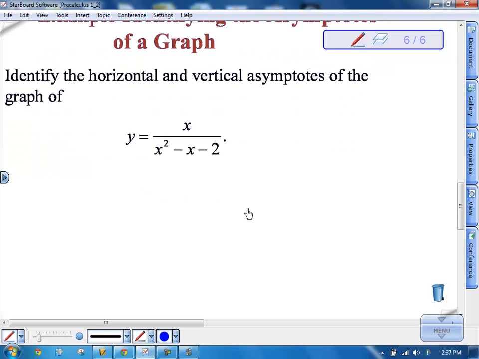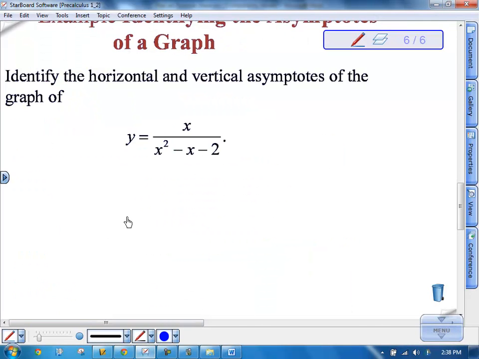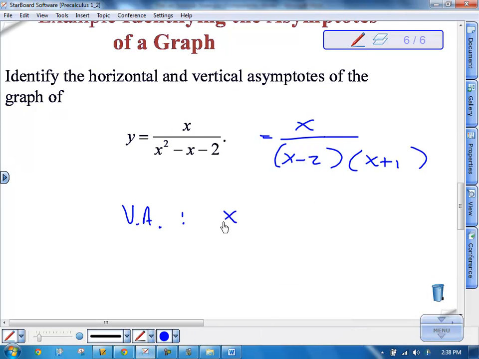So let's try one example of identifying horizontal and vertical asymptotes. On your formula sheet, if you pull that up, I have specific directions on how to find these. Under chapter 2, horizontal asymptote, there are 3 steps depending on whether the exponent is the same, higher on the top, or higher on the bottom. Vertical asymptotes occur at zeros of the denominator. So let's find those first. We're going to factor the bottom into 2 linear factors, x minus 2 and x plus 1. So the vertical asymptotes are at x equals 2 and x equals negative 1.